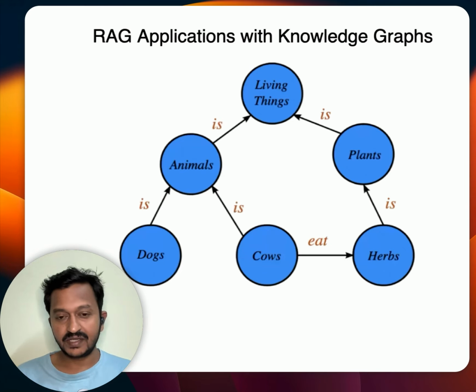As you can see in the image, it's a simple example of a knowledge graph, where you can see a dog is an animal, and a cow eats herbs, and herbs are plants, and plants and animals are living things. So it's all connected. All these data points have some context and they are all connected somehow to each other.